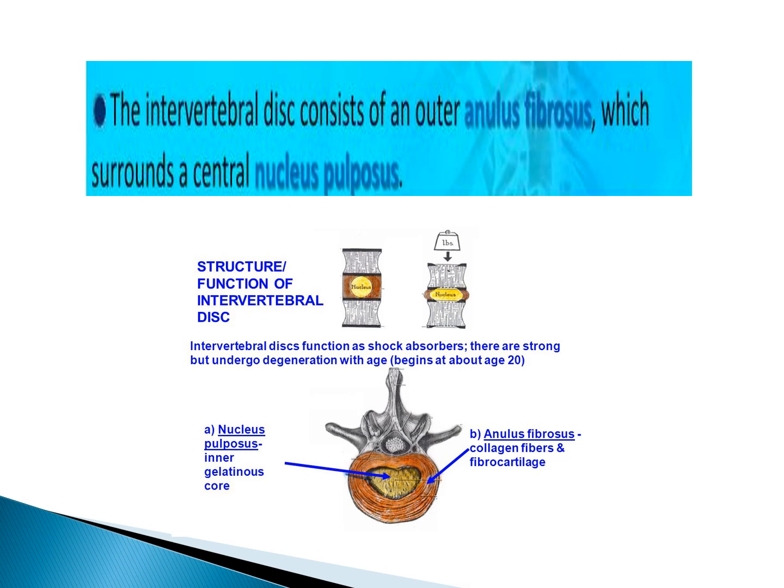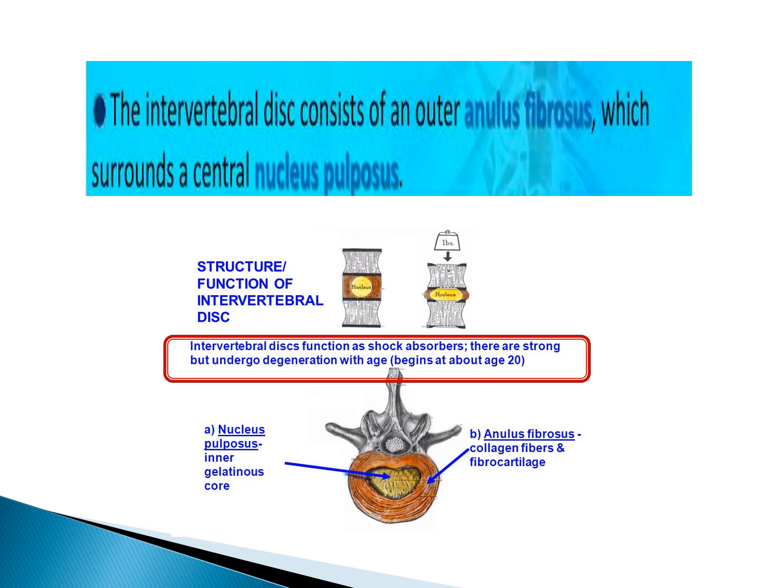Intervertebral disc consists of outer annulus fibrosus and central nucleus pulposus. Intervertebral discs, the main function is as shock absorbers. They are strong but undergo degeneration with age. It begins at about the age of 20.